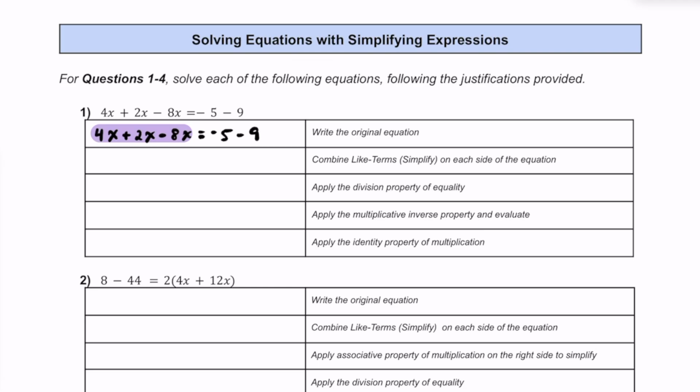So let's see, 4 plus 2 is 6. 6 minus 8 is going to be negative 2. So we can say this is going to be negative 2x along the left side of this equation. So we just simplified the left side.